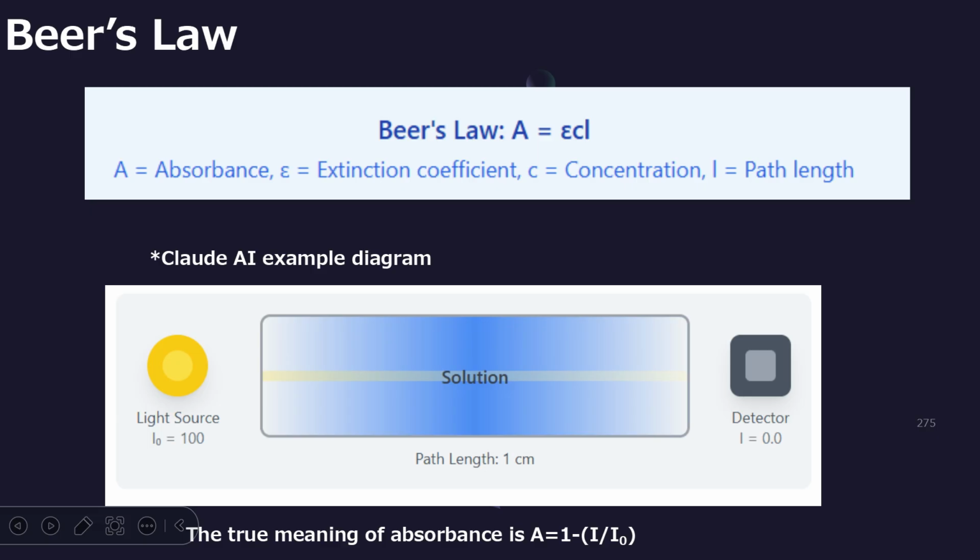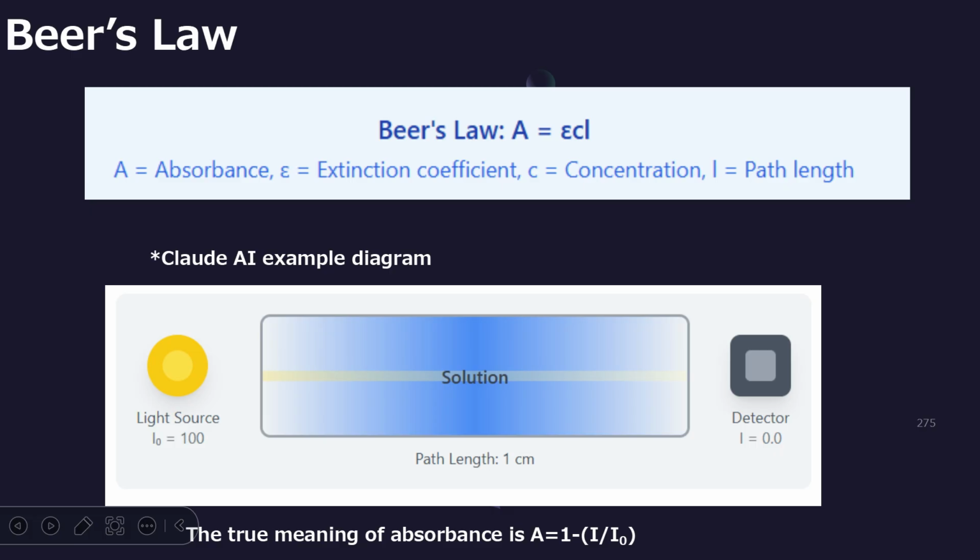But the general formula and the true meaning of absorbance depends on these two intensities of light, from the source and at the detector. So it's 1 minus I divided by I0. Okay, you can imagine these as percentages here. So if I have 23% of light transmitted through there, maybe my detector measures 23, then my absorbance is 100% minus that, or 1 minus that fraction. So it would be, what did I say, 23? That would be 77 absorbance.